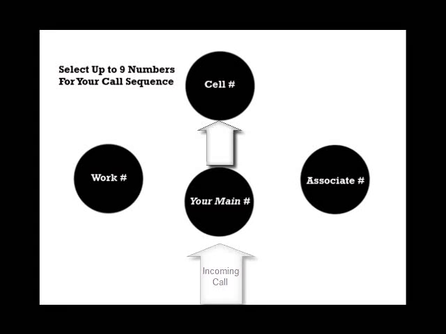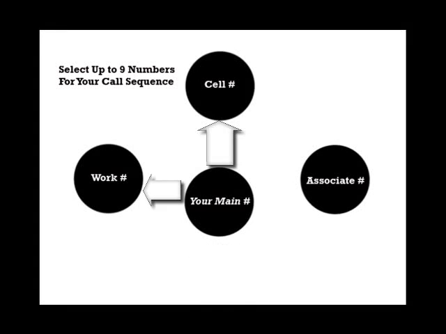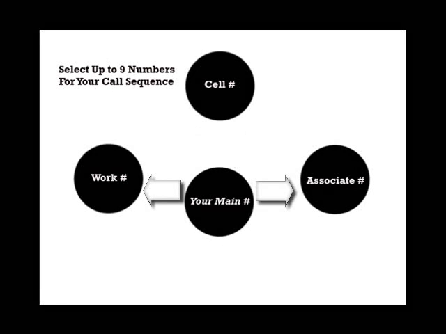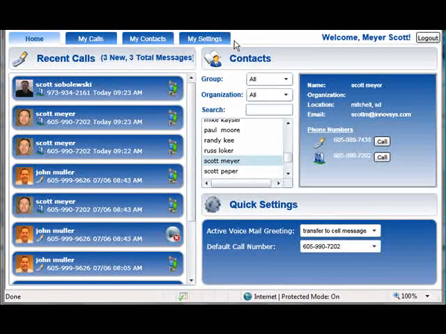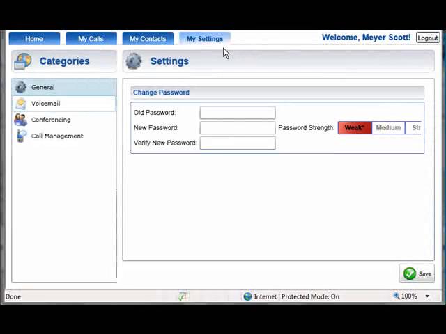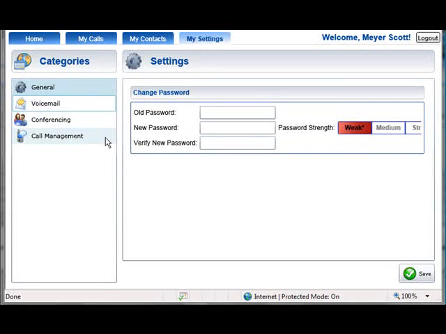These numbers could be cell phones, business phones, or even long-distance numbers. As a subscriber to single number service, you control how and when you want each of the numbers to ring when the service is active. After first logging into the web portal and clicking on the My Settings tab, you will see the list of features that you have from your service provider.